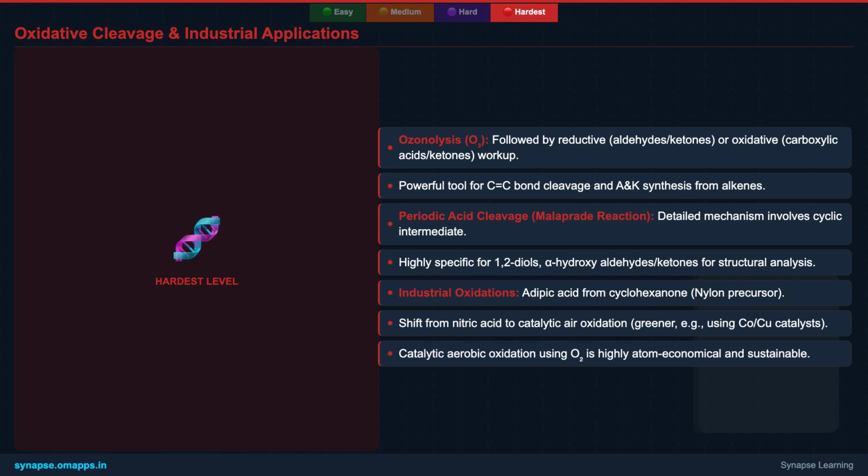On the industrial front, the oxidation of cyclohexanone to adipic acid, a key ingredient for nylon 6,6, showcases the shift towards greener chemistry. Traditionally done with nitric acid, modern methods employ catalytic air oxidation, reducing toxic byproducts. This move towards catalytic aerobic oxidation, using molecular oxygen with transition metal catalysts, represents a significant leap in sustainability and atom economy, minimizing waste and maximizing efficiency.